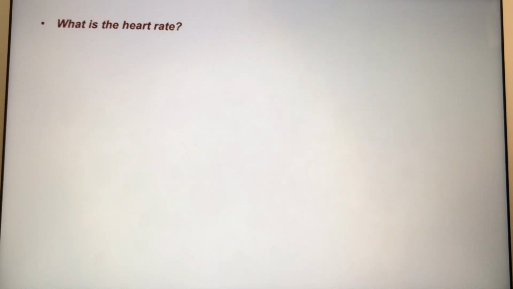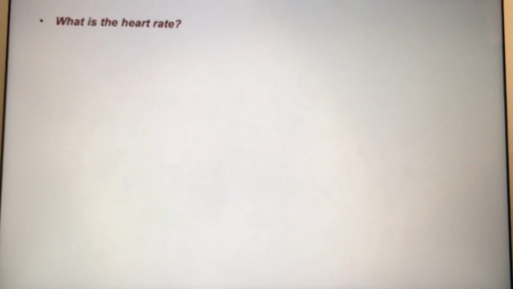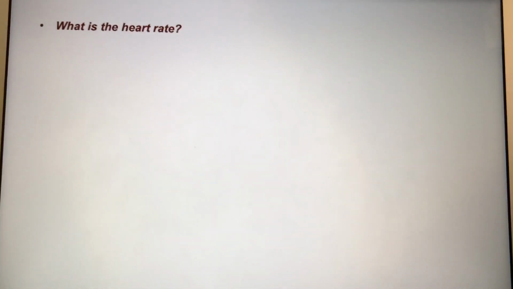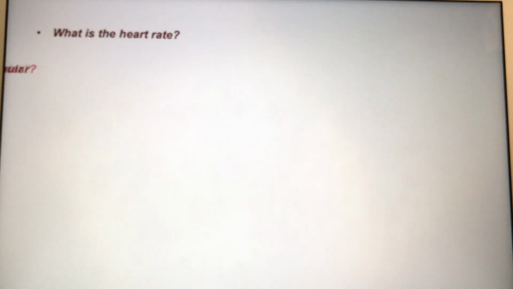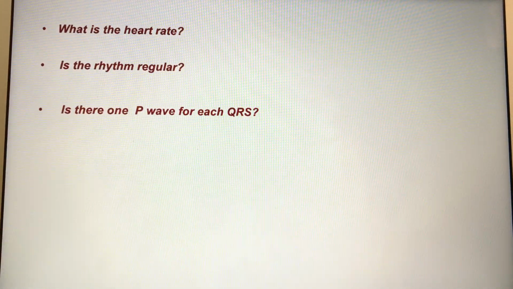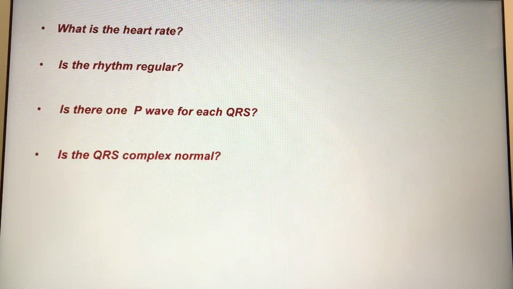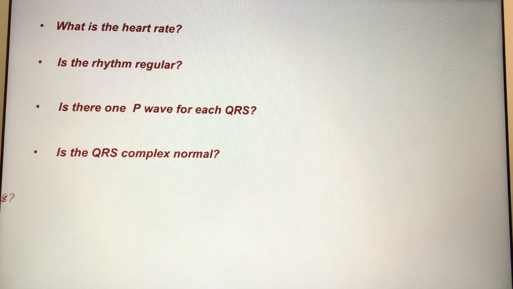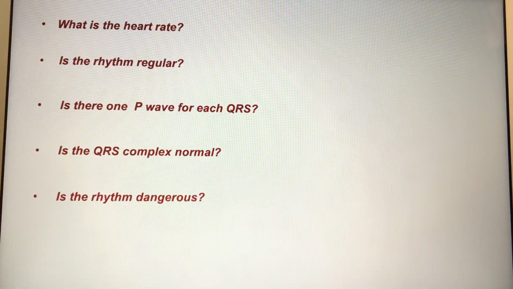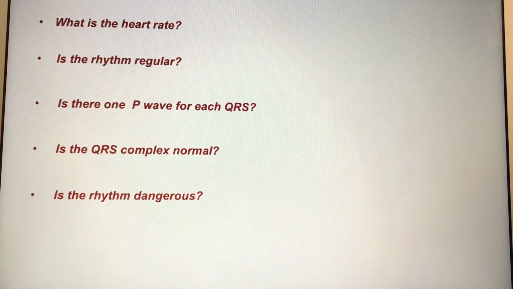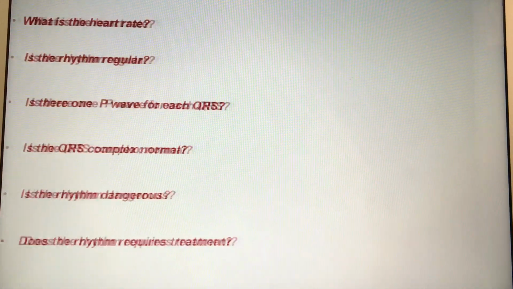So whenever we have an ECG paper, how do we read the paper? It is under these headings. One, look at the heart rate, look at the rhythm, look if one P wave for each QRS complex is present, look whether the QRS complex is normal. If the rhythm is normal, fine. If it is abnormal, see if any intervention is required.